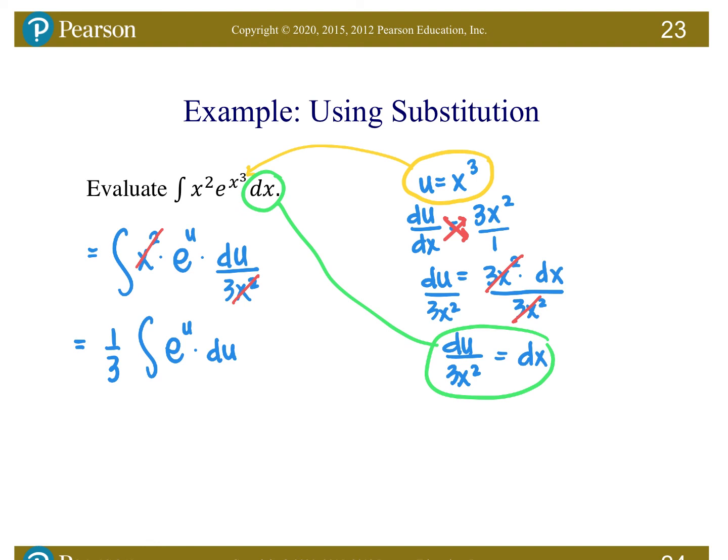And e to the u du has a perfect antiderivative. That antiderivative is e to the u divided by the ln of e and the chain rule of u, which is 1, plus c. So let's finish this up. Remember that the natural log of e is 1. So we have 1/3 e to the, and then u was x cubed, and then plus c is your final answer.